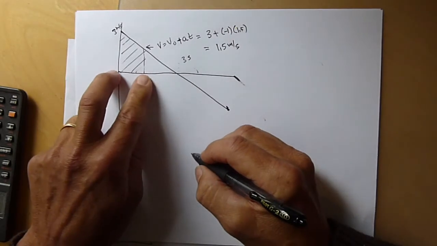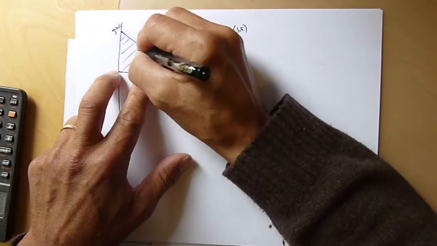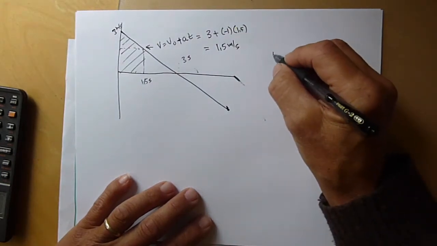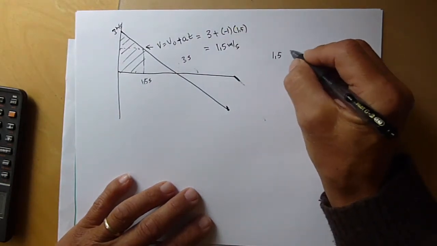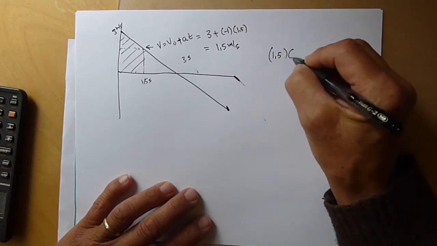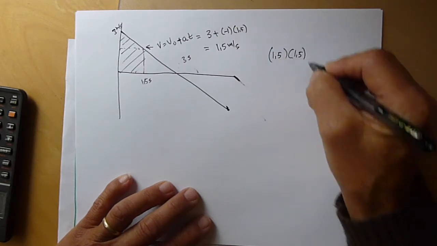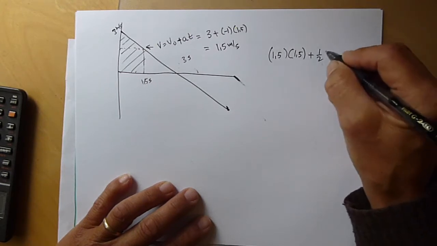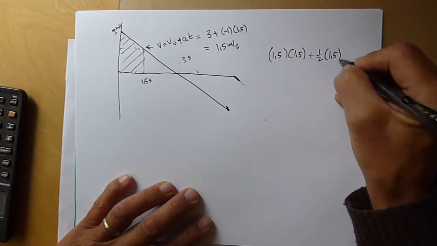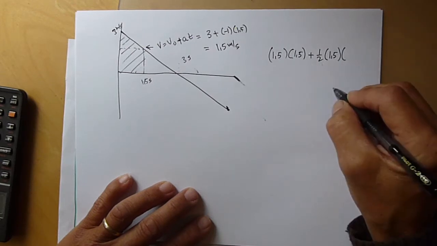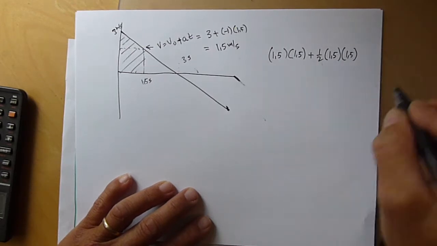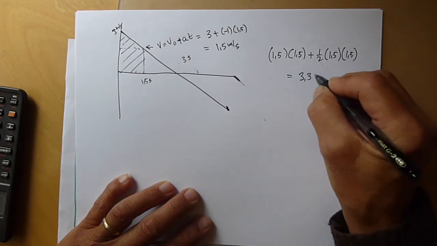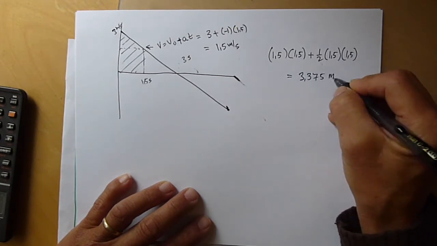So at this point, if I want to get the area here, all I have to say is the bottom is a height of 1.5, a width of 1.5, plus a triangle, and the triangle is 1/2 the base of 1.5 multiplied by the height, which is 1.5, being 3 minus 1.5. That gives 3.375 meters.